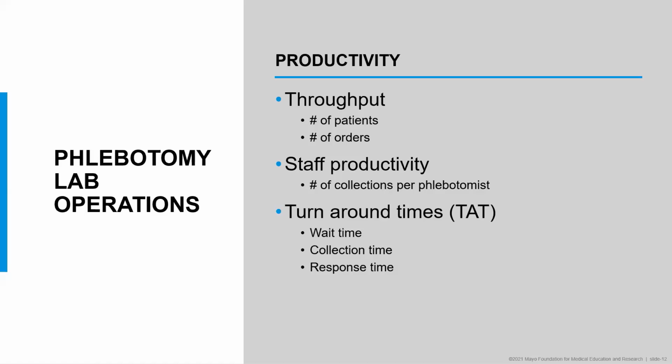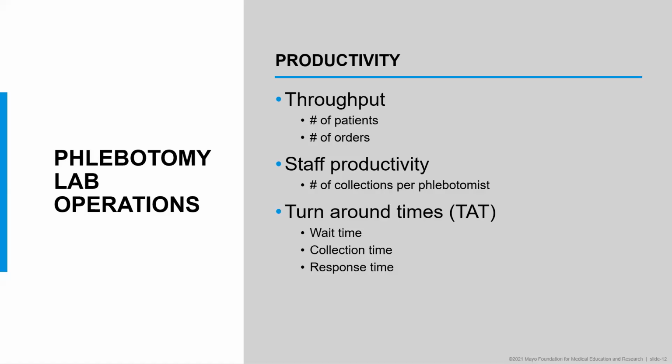Looking at your throughput will allow you to see how many patients you are doing a day, an hour, and so on. This all will help you in your planning. For staff productivity, you can look at the number of collections per phlebotomist as a metric. You want to understand how you are using your staff.